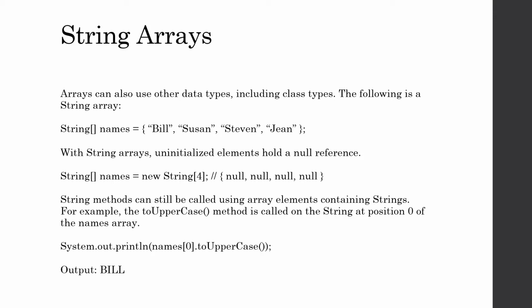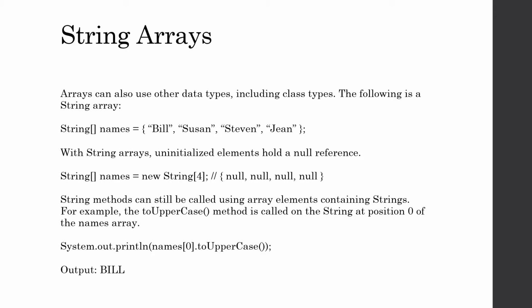We've got two different ways we could do this. The one is going to be initializing the individual values. So we can have something like Bill, Susan, Stephen, and Jean for the four different, in this case maybe names for some string array. Alternatively, we could just go ahead and use the constructor for our string, so just make an array and we don't have any initial values put into it.